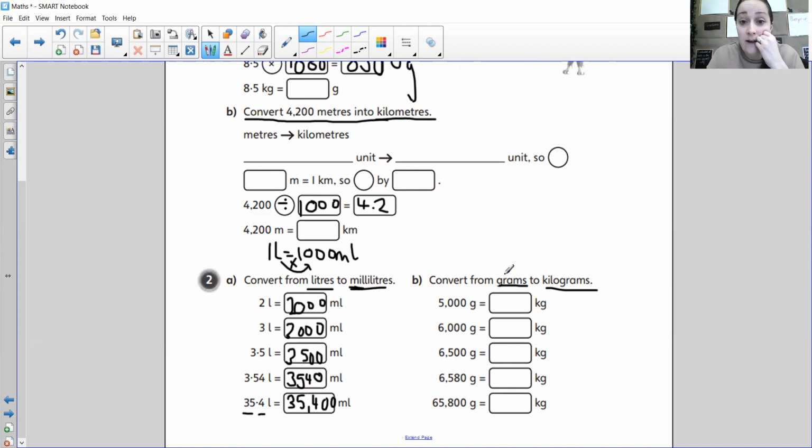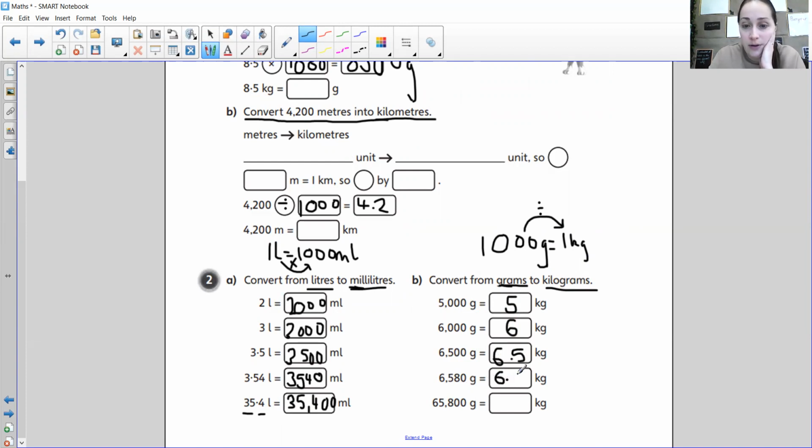Next side then, so we know we're going from grams to kilograms. So how many grams are there in a kilogram? There are 1,000 because kilo means 1,000. There we go. So 1,000 grams is the same as 1 kilogram. So this time we're going from the small measurement to the big measurement. So we are dividing, we're putting it into those groups of kilograms. So 5,000 grams is the same as 5 kilograms, nice and easy. Divide by 1,000. 6,000 grams, 6 kilograms, nice and easy. 6,500 grams divided by 1,000 would be 6.5.